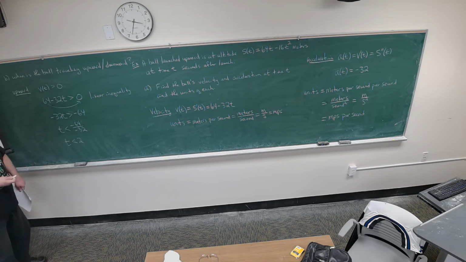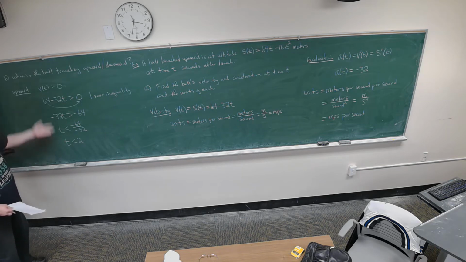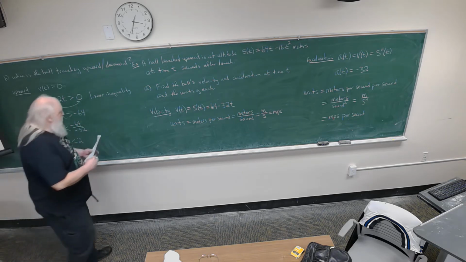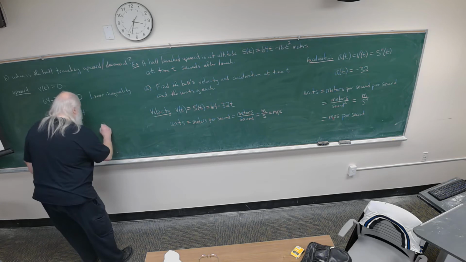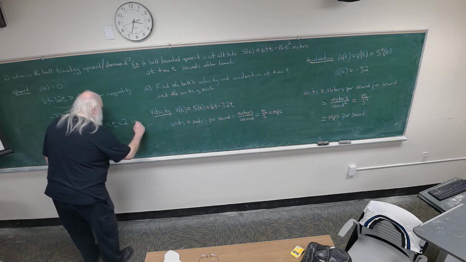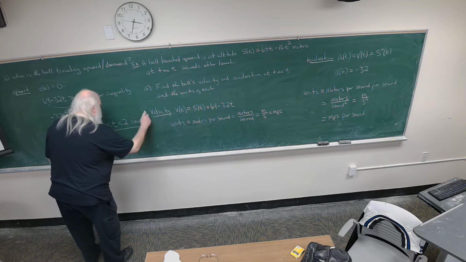Well, remember, time starts at t equals 0, right? So the time that the ball gets launched upward is t equals 0. So the time that the ball is traveling upward is from t equals 0 up to t equals 2. Okay? So we would write t greater than 0 and less than 2 seconds is when the ball is moving upward.